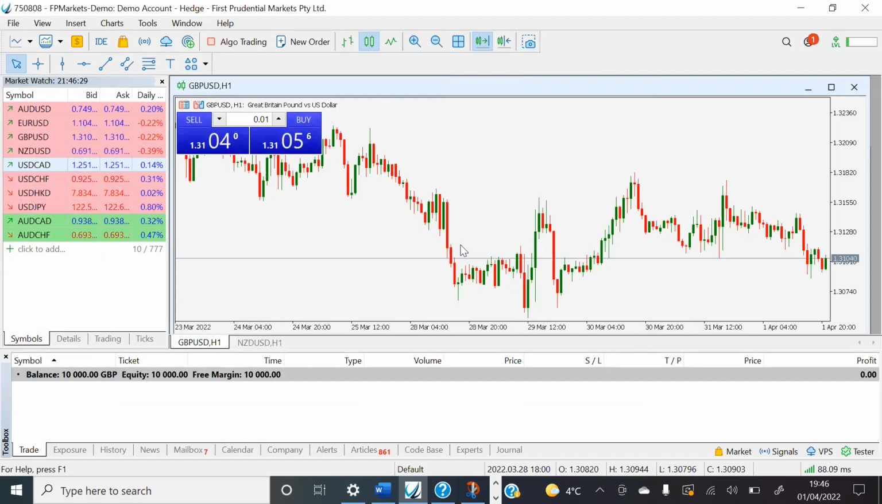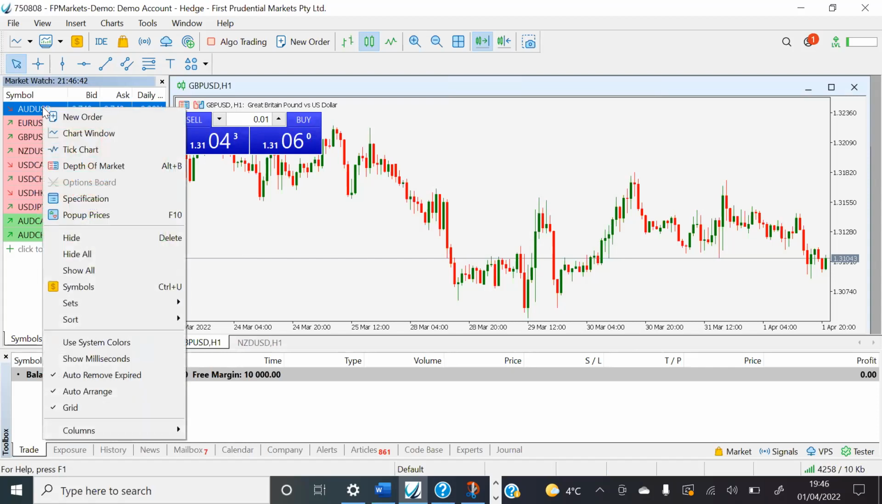Now, first step, we're gonna learn how we can actually open a new chart. So you're gonna go onto the Aussie USD. So click on AUD USD. Yeah, that's it. Just click on it and then right click on it, and then click on chart window.